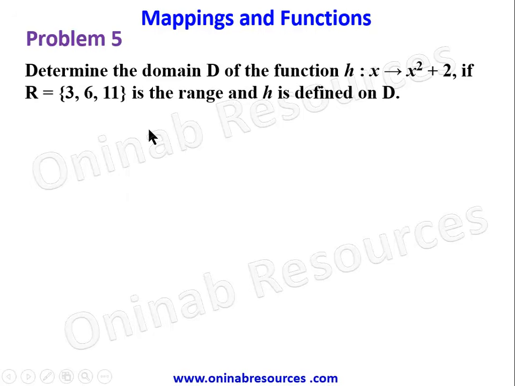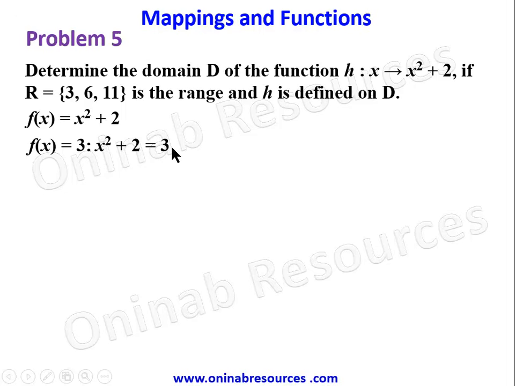We go to problem 5. For problem 5, determine the domain D of the function h(x) = x squared plus 2, if R = {3, 6, 11} is the range and h is defined on D, which is the domain. So this is the reverse process of problem 4. Here we know our f(x) is x squared plus 2.